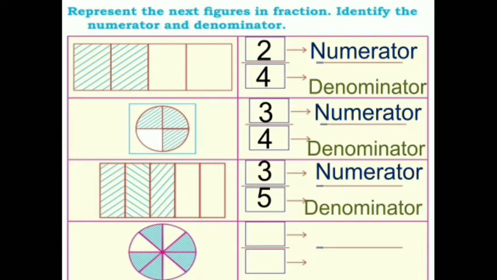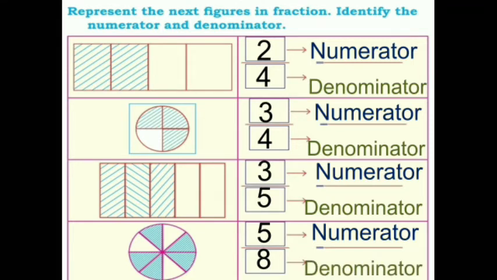See the last figure. This figure is divided into 8 equal parts. 5 parts are shaded. So the fraction form will be 5 by 8. Here, what does 5 represent? Yes, 5 is the numerator. What does 8 represent? Yes, 8 is the denominator.